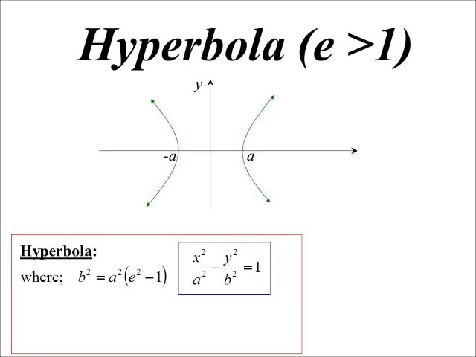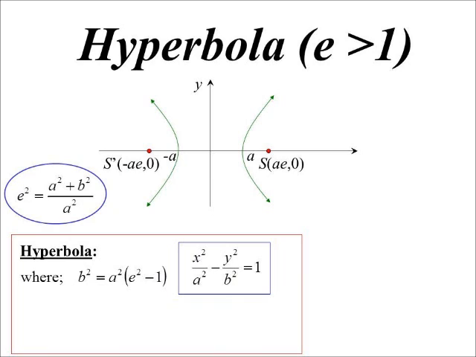And so therefore, what happens here is b squared will equal a squared times (e squared minus 1). Remember, ellipse, it was 1 minus e squared. But that's all to do with the eccentricity. Right? So ellipse was smaller than 1, so you had to have 1 minus e squared to get a positive number. Hyperbola is greater than 1, so you need to have e squared minus 1 to get a positive number. So that little bit swaps around.